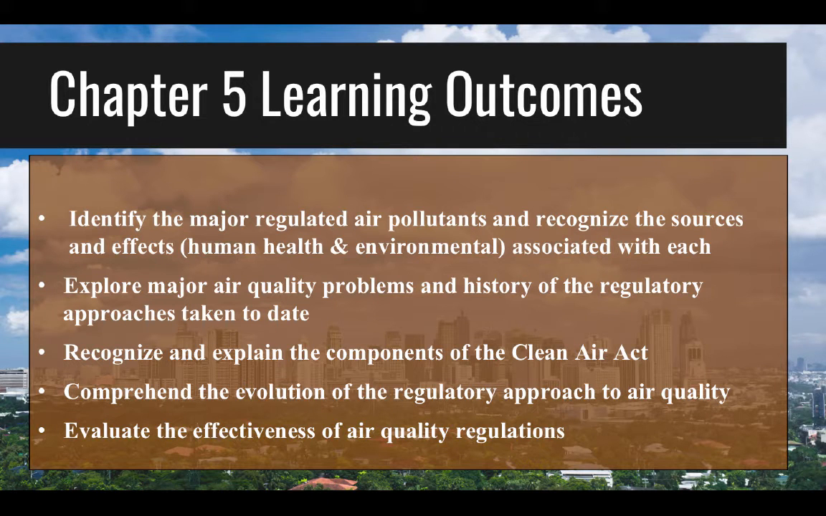The learning outcomes for this chapter are: One, identify the major regulated air pollutants and recognize the sources and effects, human health and environmental, associated with each. Two, explore major air quality problems and history of the regulatory approaches taken to date. Three, recognize and explain the components of the Clean Air Act. Four, comprehend the evolution of the regulatory approach to air quality. Five, evaluate the effectiveness of air quality regulations.